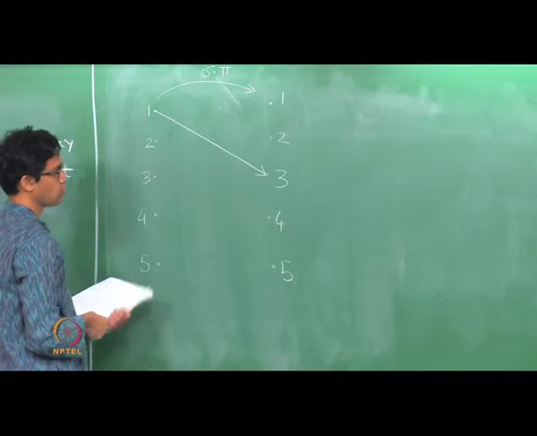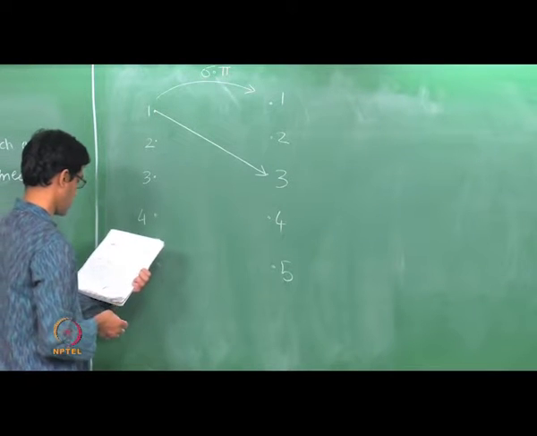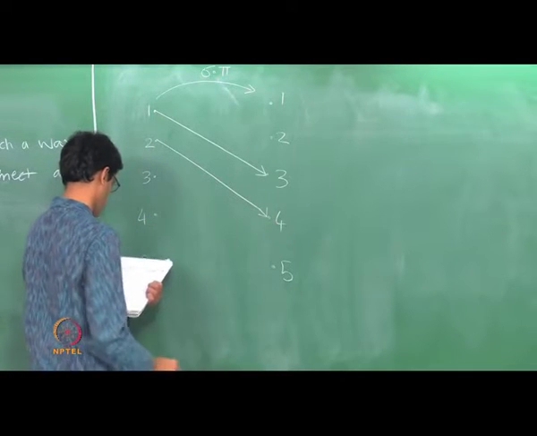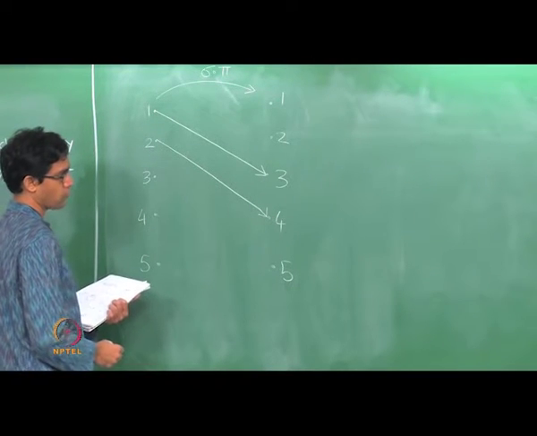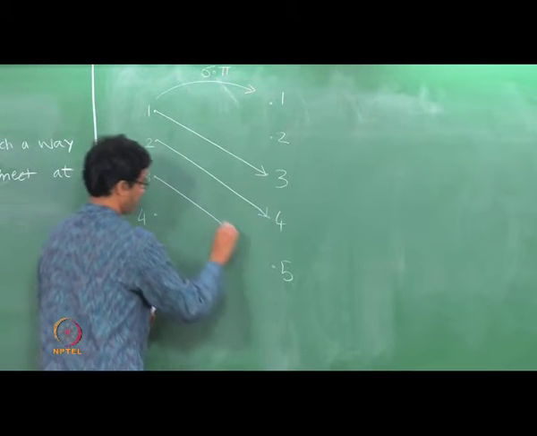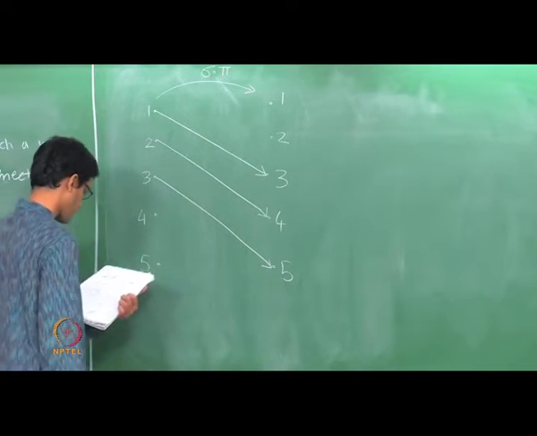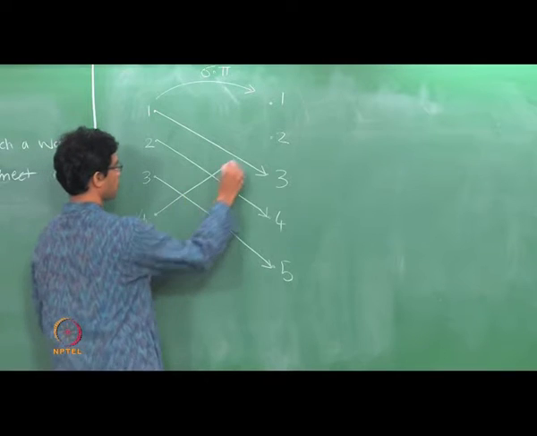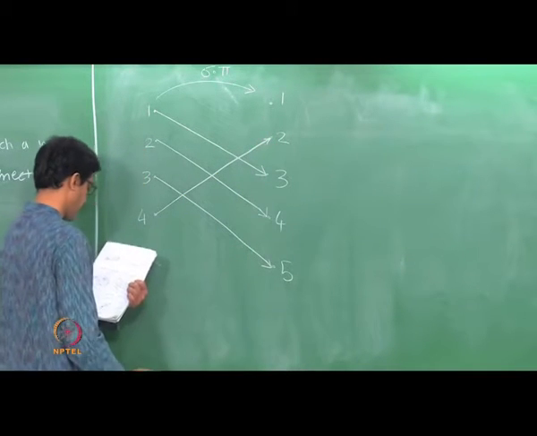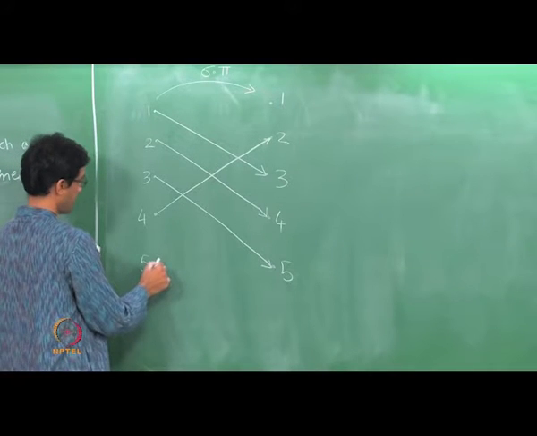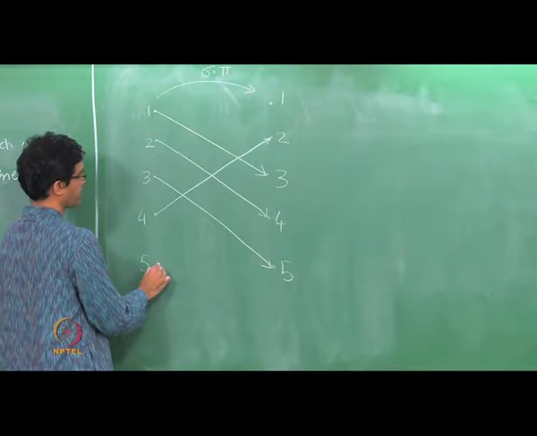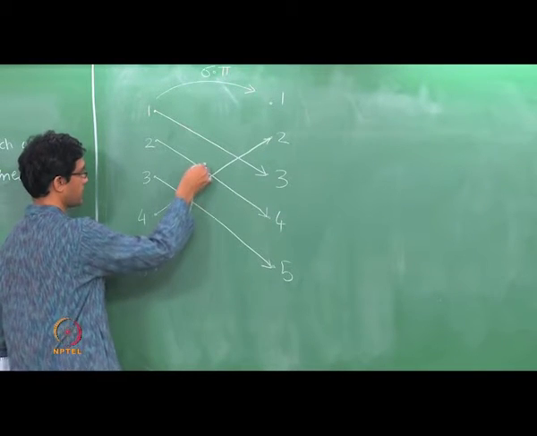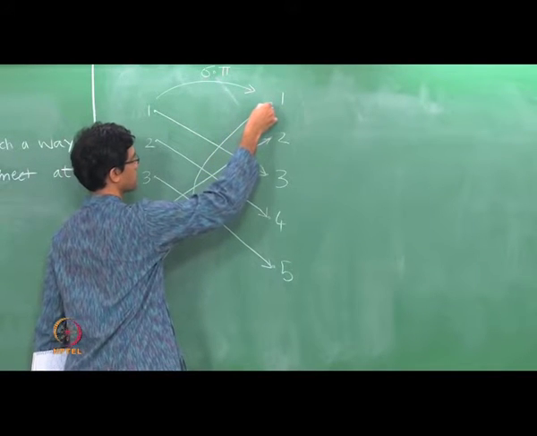Now 2 maps to 3, which maps to 4. So 2 maps to 4, similarly 3 maps to 4 maps to 5. So 3 maps to 5, 4 maps to 1, which maps to 2. So 4 maps to 2 under the composition, and finally 5 maps to 1. Again here I need to keep in mind that warning that I said about not making 3 things pass through the same point. So I will just tweak my line a little bit so as to make it go like this.